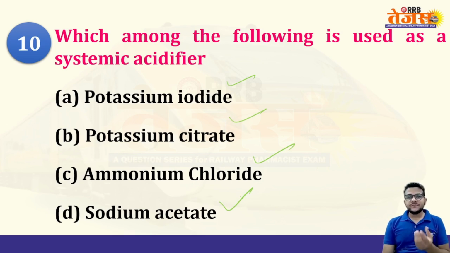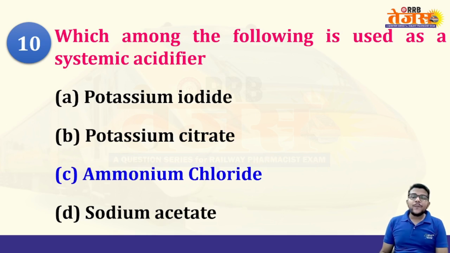What are you going to do? Take a pause. For a systemic acidifier, there is a discussion of antacids, but a systemic acidifier is something that lowers the pH of your blood.